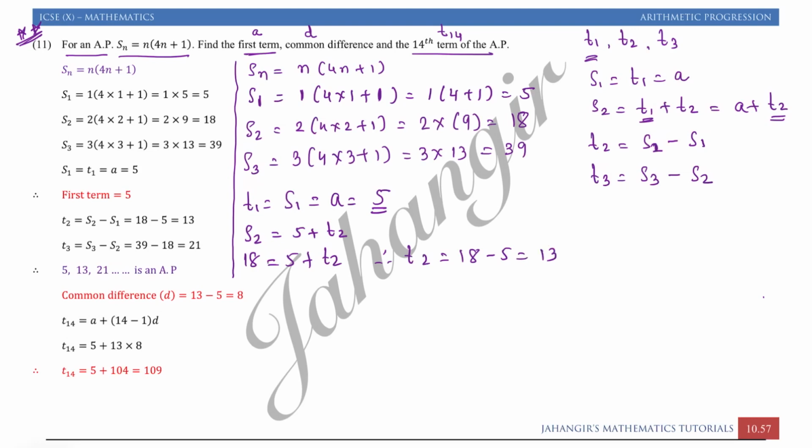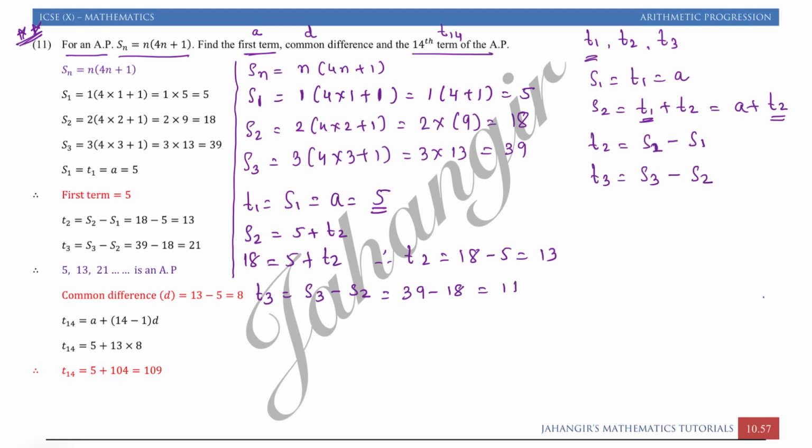You got the second term. So here if you want the third term, you can even find the third term. We can say the third term is equal to S3 minus S2. S3 is the sum of three terms, adding first term, second term, third term. And S2 is the addition of first and second term. If you remove, you will get your third term. So I can say 39 minus 18, which is equal to 11.